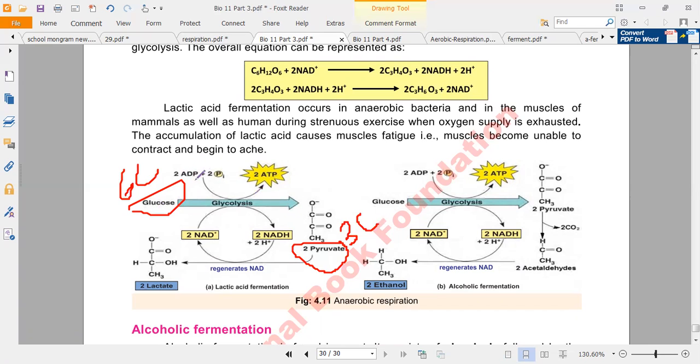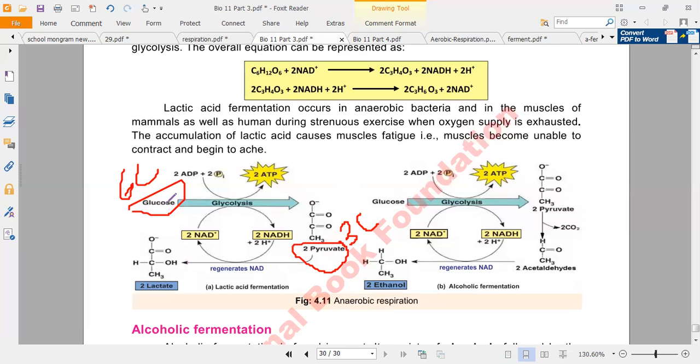So 2 molecules of ADP are phosphorylated, and phosphate is added into 2 ADPs. So we'll get 2 ATPs. At the end, we'll get 2 molecules of pyruvate or pyruvic acid. Then this pyruvate will transform into lactic acid, 2 molecules of lactic acid.